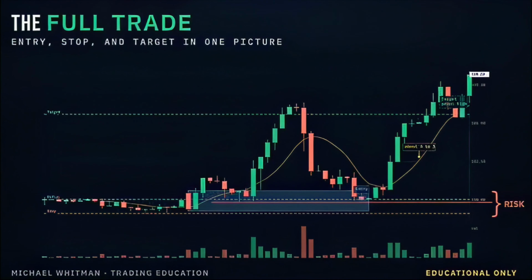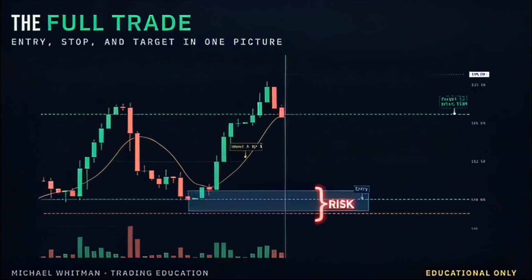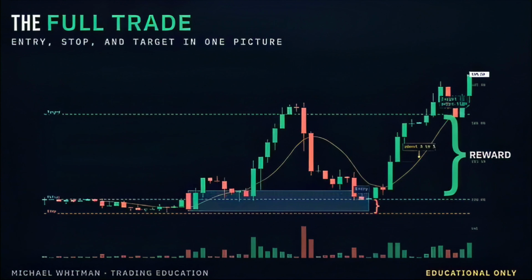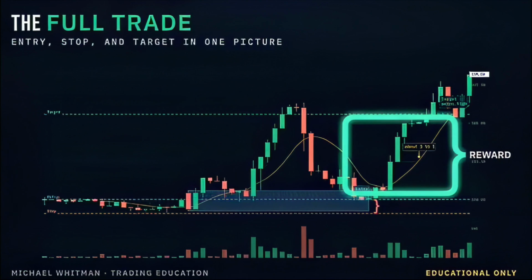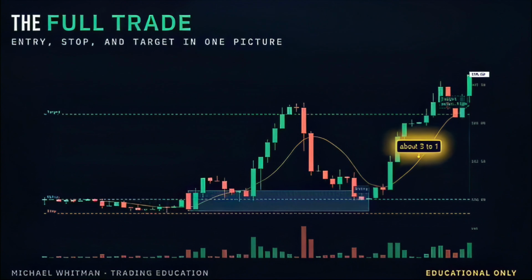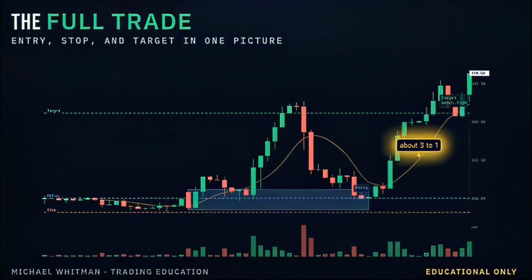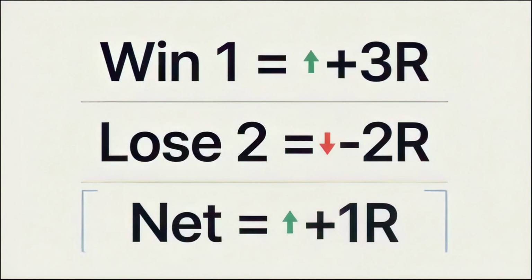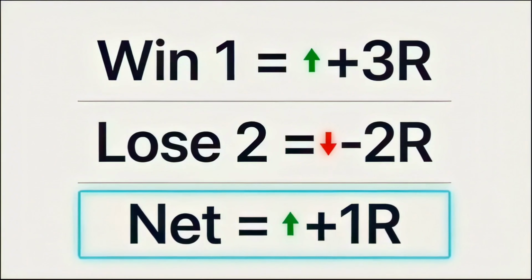Your risk, from entry down to just under the block, is small and tightly defined. Your reward, from entry up to that prior high, is much larger. In a clean setup, you're often risking 1 to make 3 or more. And that ratio is everything, because it means this setup can be wrong plenty of times and still make money over a long run of trades.